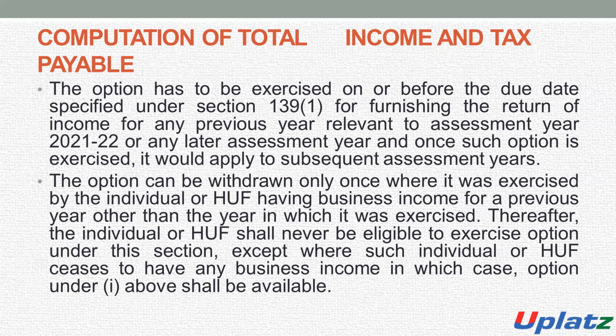for any previous year which is relevant to the assessment year 21-22 or any later assessment year. Once he has exercised the option to make the payment of tax at the concessional rate of income tax, he will follow it in subsequent assessment years. If the assessee who has business income applies the concessional rate of income tax, then he will continuously follow it.